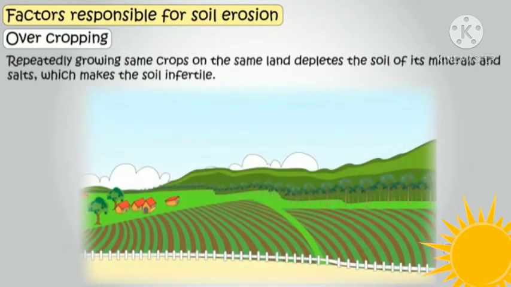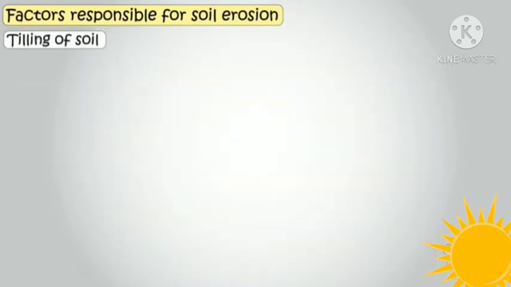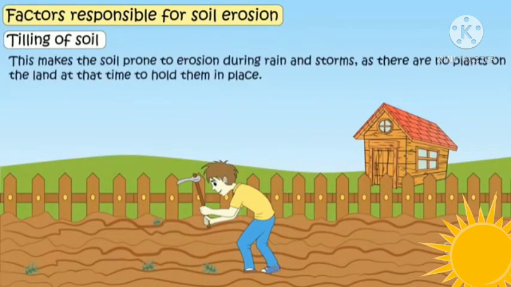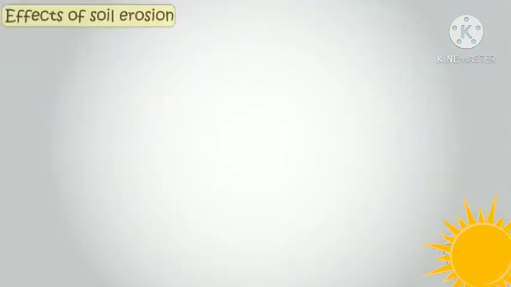Overcropping. Repeatedly growing the same crops on the same land depletes the soil of its minerals and salts, which makes the soil infertile. Tilling of soil. Farmers remove all the plants from the farm, which is called tilling. This makes the soil prone to erosion during rain and storm as there are no plants on the land at the time to hold it in place.